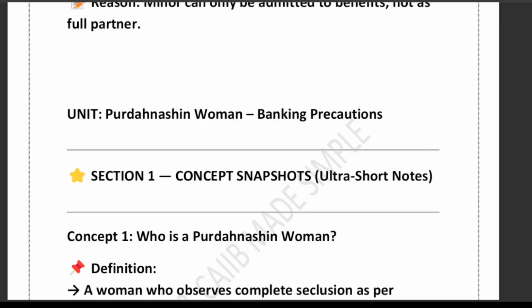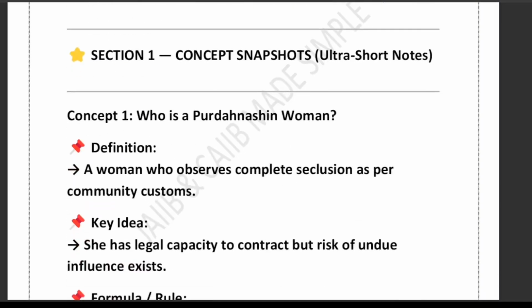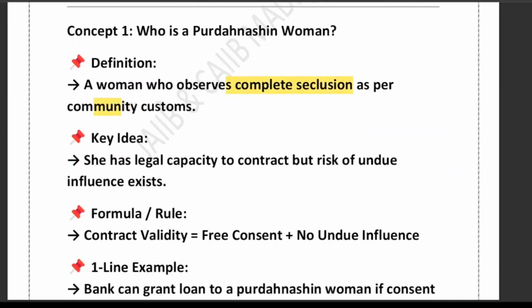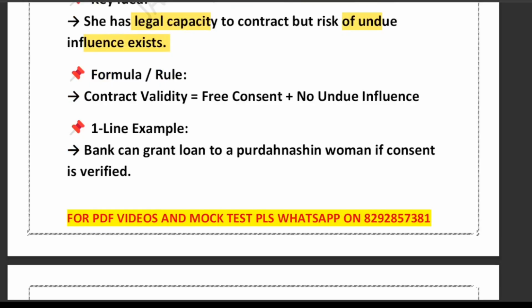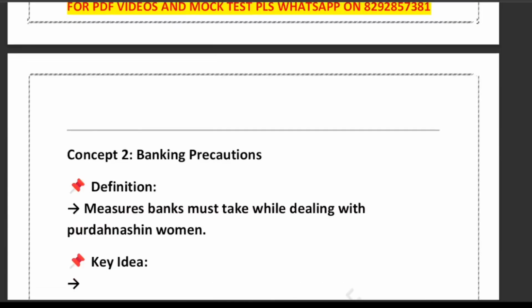So let's talk about the Parda Nasin woman. This is a woman who observes complete seclusion as per the community customs. She has legal capacity to contract, but there is a risk of undue influence. Obviously, risk always exists. So we talk about contract validity: free consent plus no undue influence. The bank can grant a loan to a Parda Nasin woman if consent is verified.